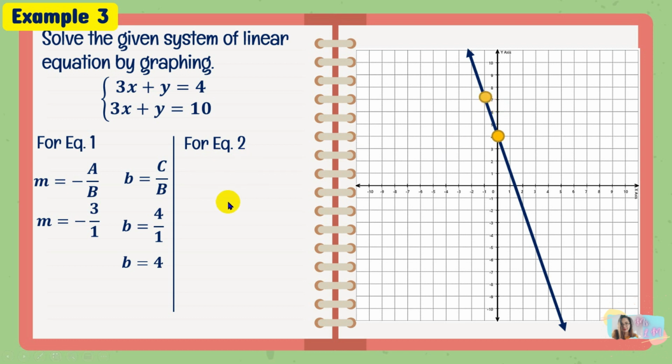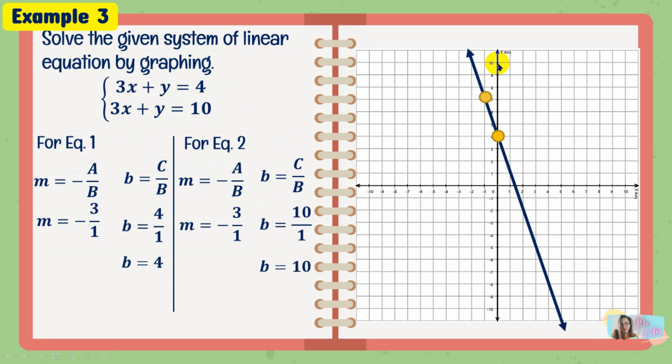Then for the second equation, same po siya ng first equation. Yung 10, hindi siya madidivide by 3. So slope and y-intercept po ulit tayo. Our slope is negative a over b. Our a is positive 3 and our b is positive 1. So again, the slope is negative 3 over 1. Then for the y-intercept, we have c over b, 10 divided by 1, and that's positive 10.